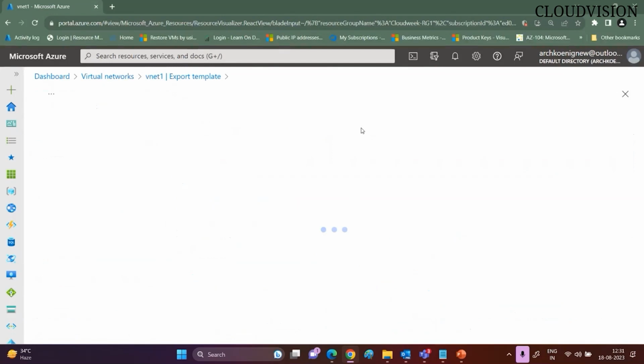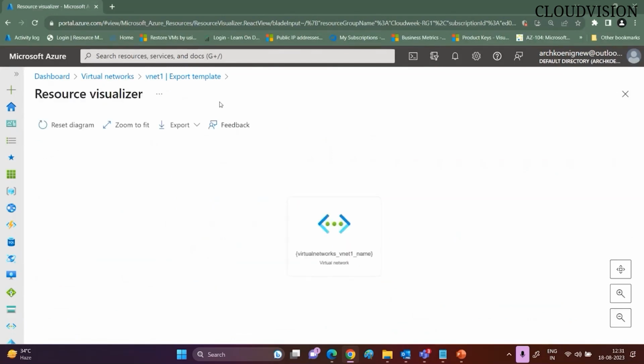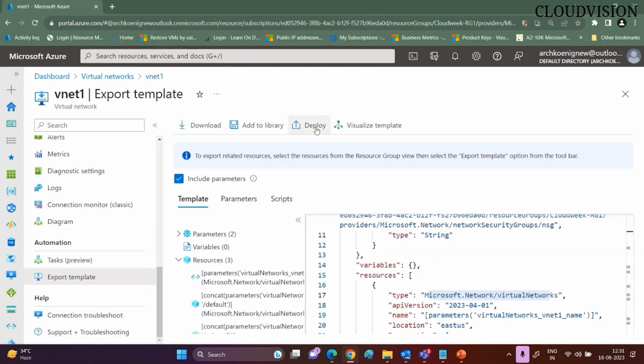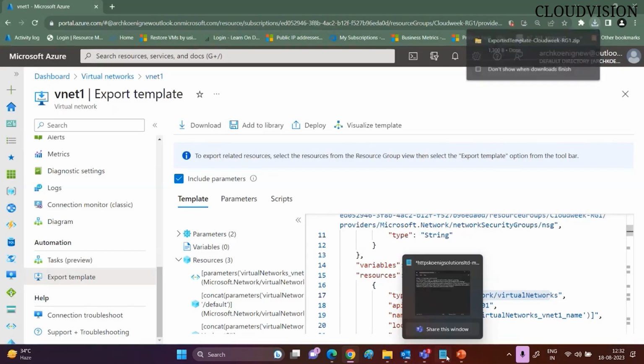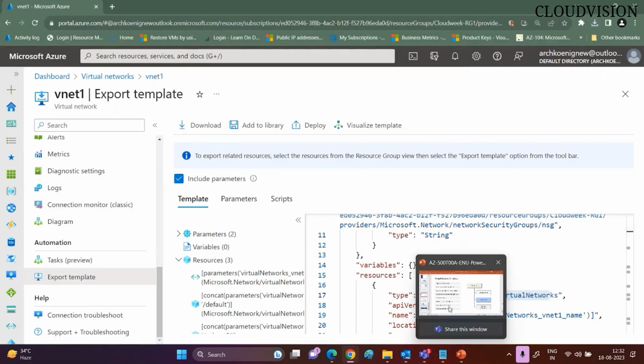If you want to visualize that environment, how does it look like, a diagrammatic representation that you can see. You want to deploy that all together, then and there. You want to save it to the library. You want to download it and maybe send it to someone else. That is also possible. So these are the options that you get along with the resources. Same applicable to your virtual machines.